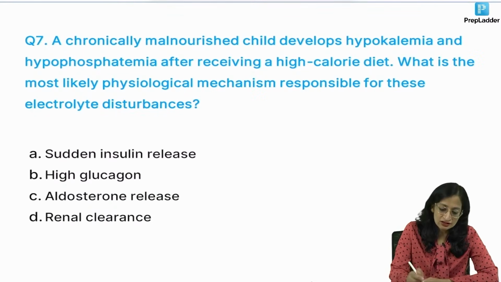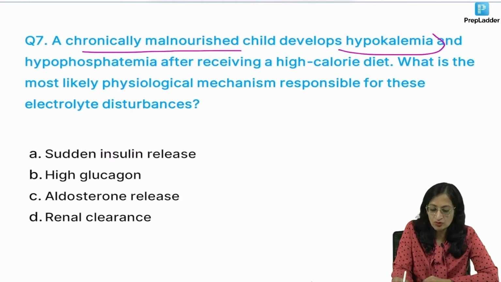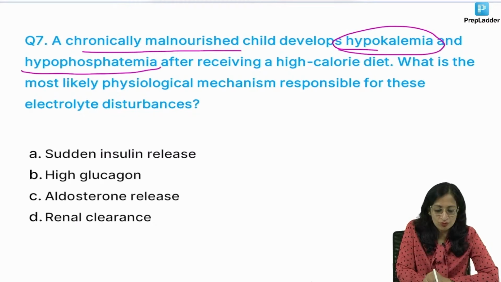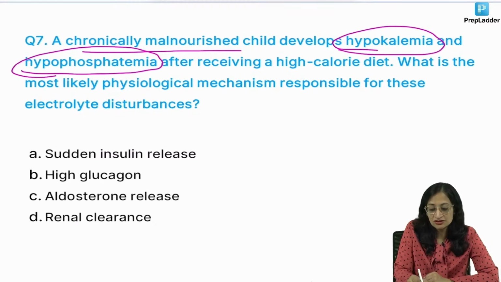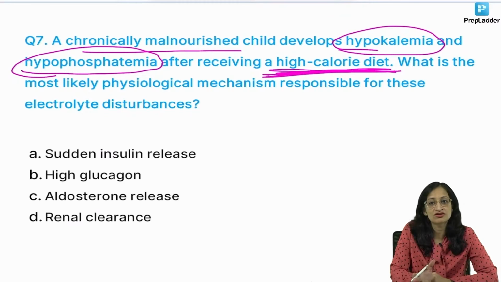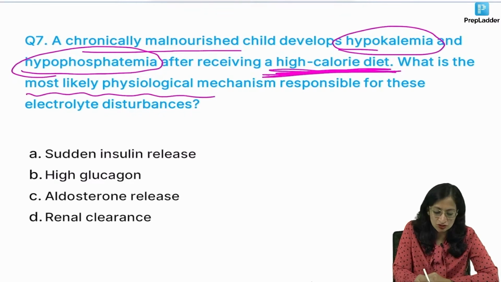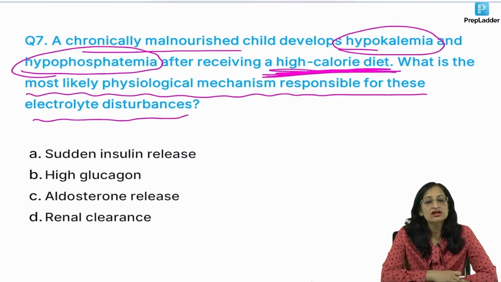So, chronically malnourished, okay. A malnourished child develops hypokalemia and hypophosphatemia after receiving a high calorie diet. So, a child probably who has not been on a very good diet for quite some time developed this. What is the most likely physiological mechanism responsible for these electrolyte disturbances? So, what are we dealing with?